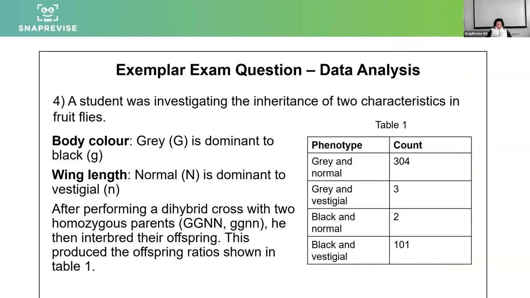That's an example. A student was investigating the inheritance of two characteristics in fruit flies. One is body color, gray is dominant to black. The other is wing length. Normal is dominant to vestigial. Vestigial means tiny, basically. After performing a dihybrid cross with two homozygous parents, he then interbred their offspring. This produced the offspring ratio shown in the table here.